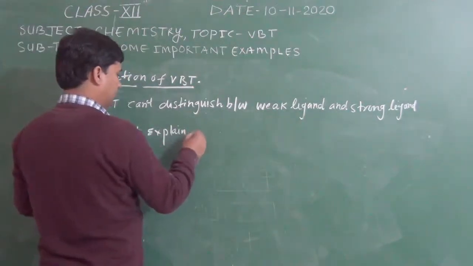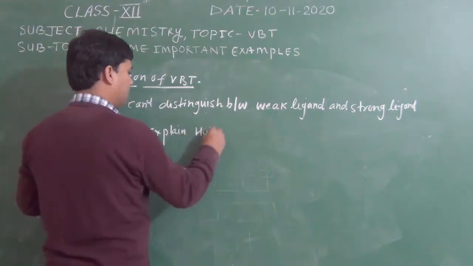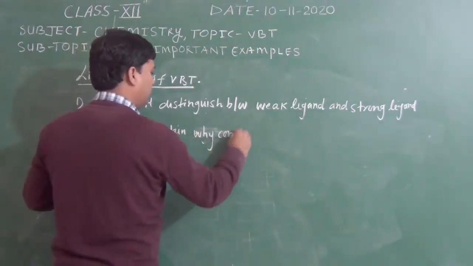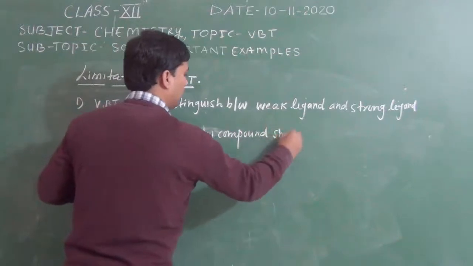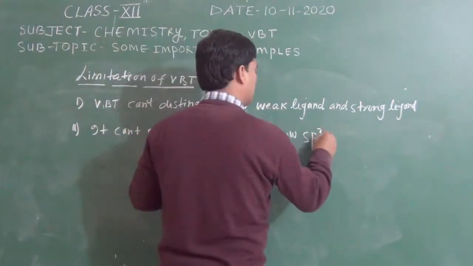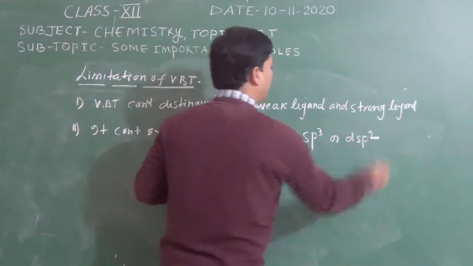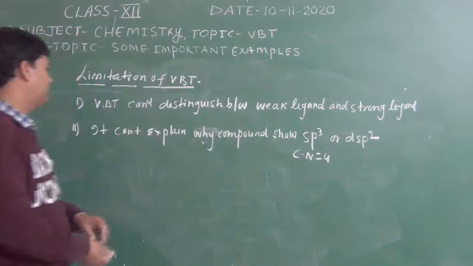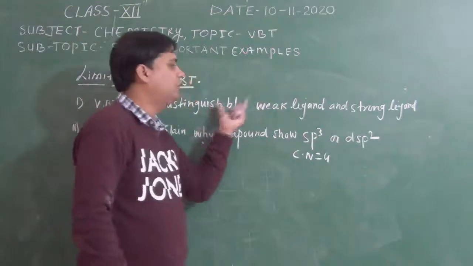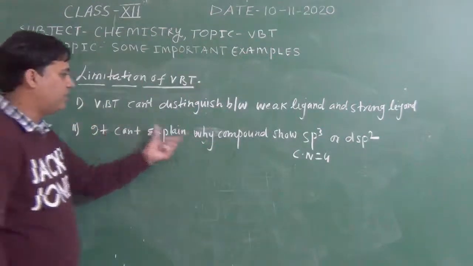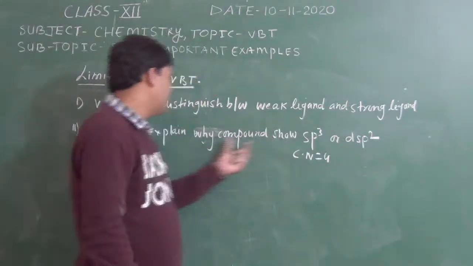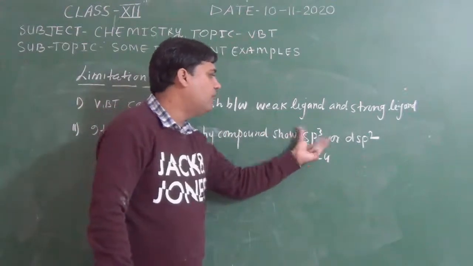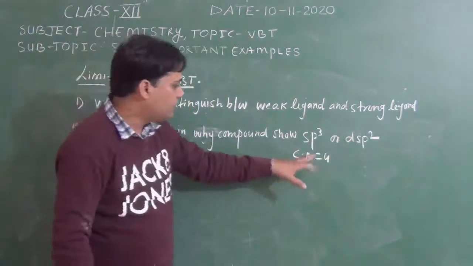The second limitation is that it cannot explain why compounds show sp3 hybridization or dsp2 hybridization in coordination number 4. That means it cannot explain why the central metal in a particular compound shows sp3 hybridization or dsp2 hybridization having coordination number 4.